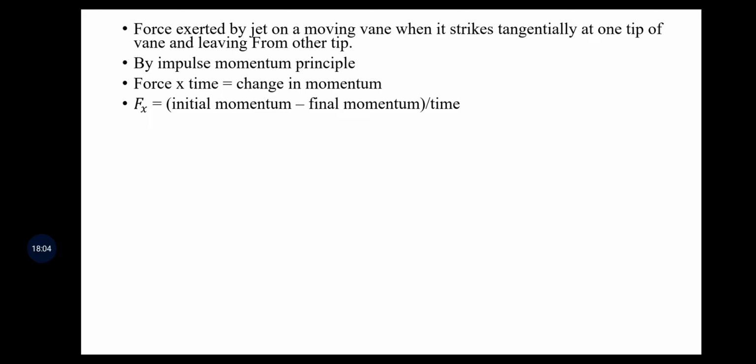Further rearranging, momentum is the product of mass into velocity. So mass into initial velocity minus mass into final velocity. The mass will be the same as there is no leakage.